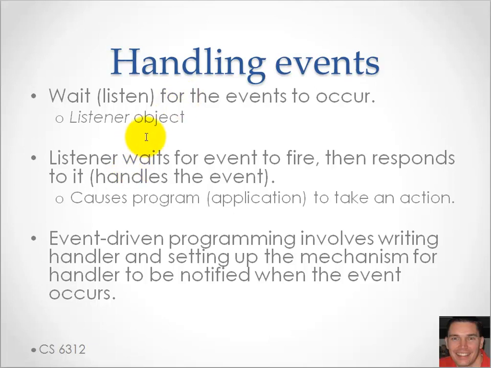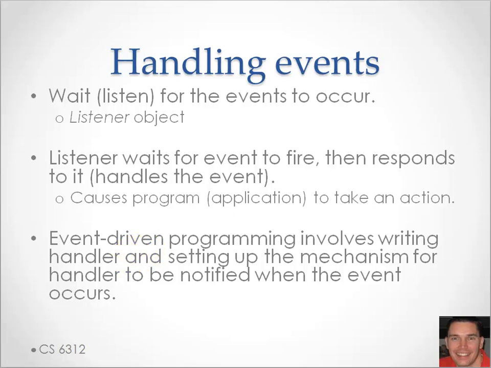Handling events is what we call listening for an event. So we're just sitting there waiting for that event to occur, and then when it fires, we're going to respond to that. In Java, there are a bunch of different types of listener objects to listen for specific types of events. This concept of the event-driven program involves writing handlers and then writing the code to respond to those events when they happen.